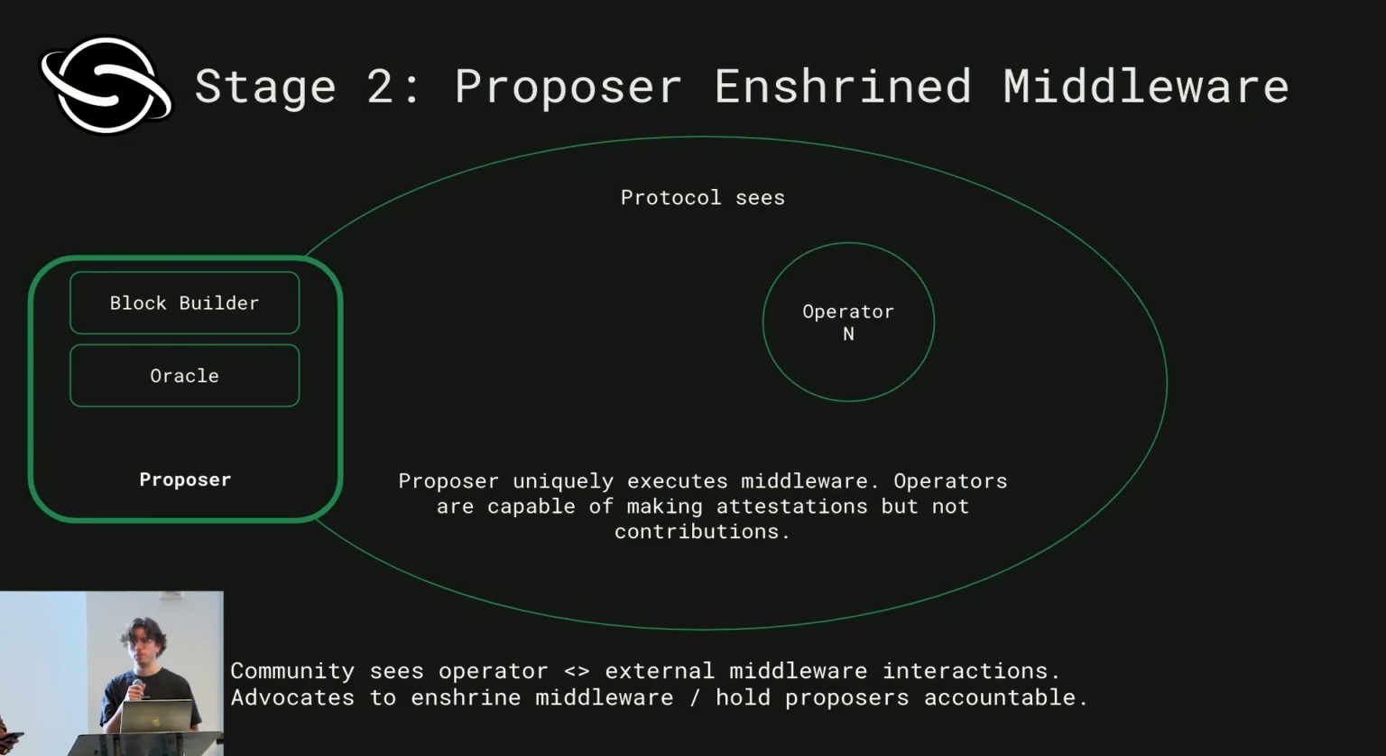But other operators cannot meaningfully contribute to what the proposer is doing. They can just make attestations. They can say yes or no, and that's more or less it. Proposers still have a monopoly over the inputs that can be provided to the protocol itself, and the community can be retroactively asking for new middleware that the proposer can enshrine directly to allow for the protocol to have more agency and more sight. And you can think of this as something like ePBS or the block SDK or proposer-led oracles. And this begs the question, does the principal agent problem exist?